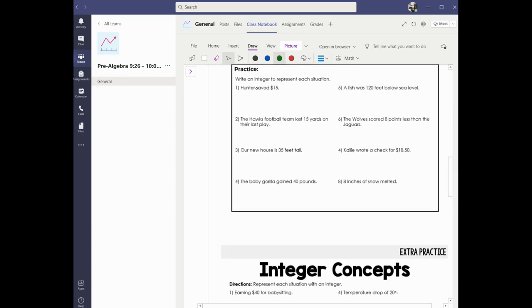So we are asked in our practice here to write an integer to represent each situation. So if Hunter saved $15, that would be a savings of $15, and that's a positive number. If the Hawks football team lost 15 yards, that's our keyword right there, lost. If they lost 15 yards on their last play, that would be a negative 15.